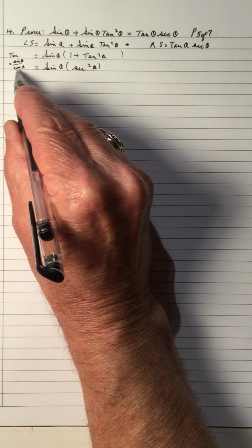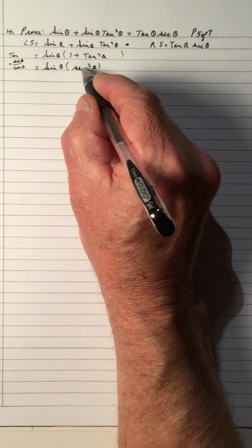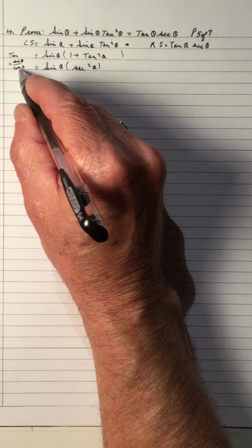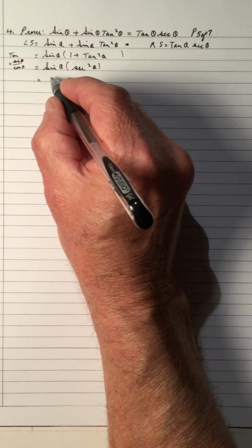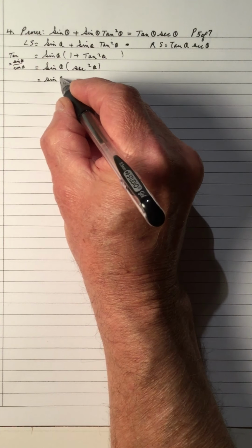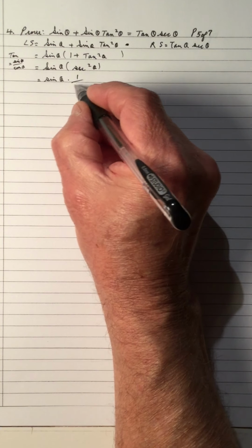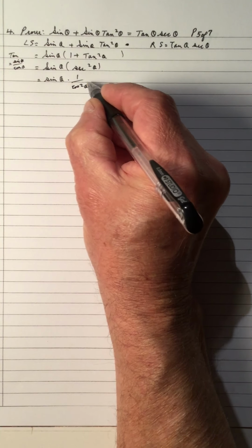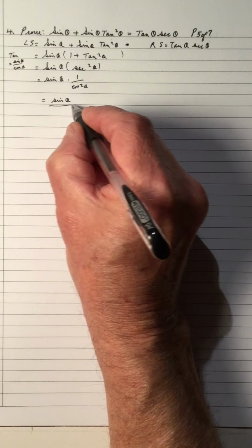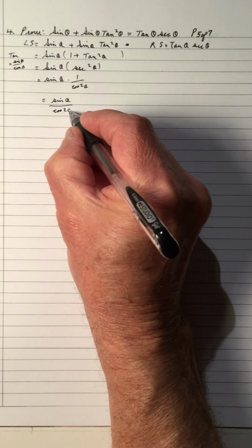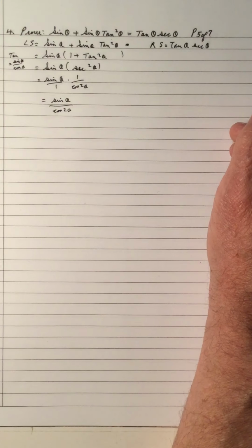Cos is on the bottom, so I know that I got to have a secant. Whatever's on the bottom, it's reciprocal. 1 over cos is a secant. And so that gives me sine, and that's secant squared, which is 1 over cos squared. So that's sine over cos squared. Notice sine over 1 times 1 over cos squared is sine over cos squared.